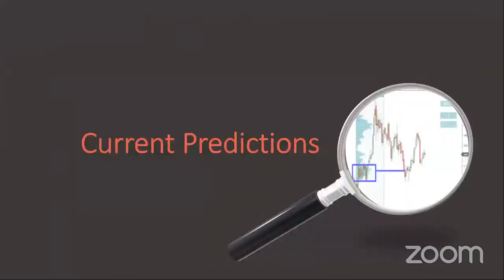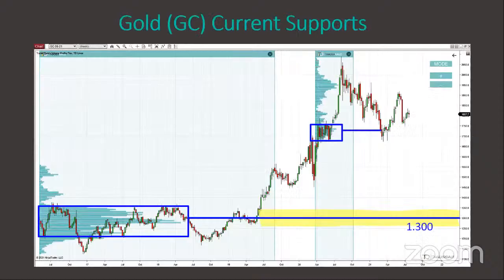Now, let's finally go into the current predictions. What I did was I sent my members list an email and asked my guys to tell me which markets are most interesting for them. And today I'm going to cover the most favorite ones. So the first one was gold. Everybody was asking for gold. So what you have before you is gold.